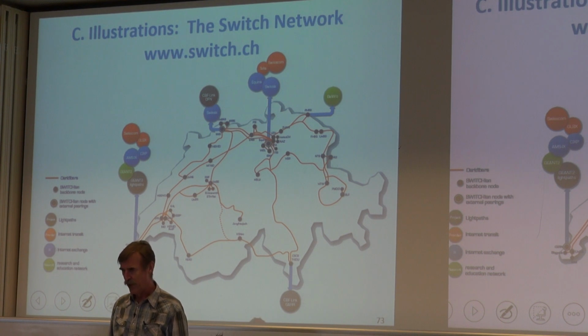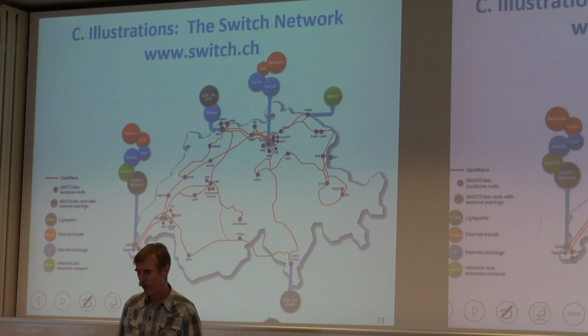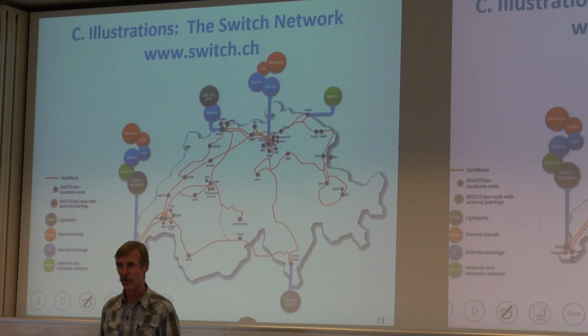A few more relaxing slides on BGP for real here. So here are the external connections of our SWITCH network. SWITCH is a small network worldwide, right?